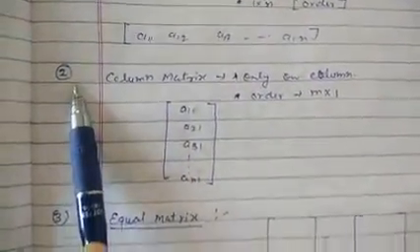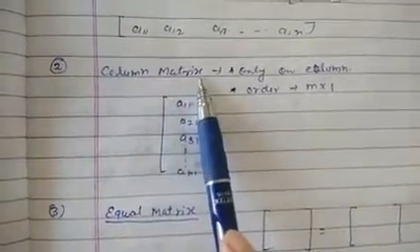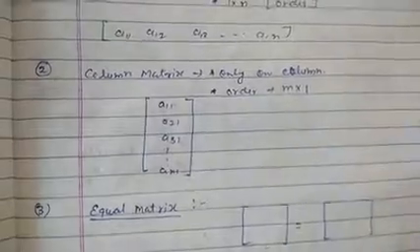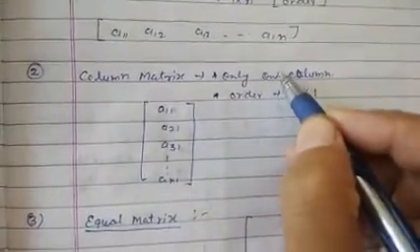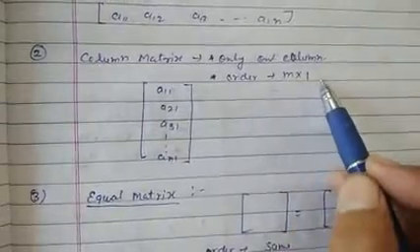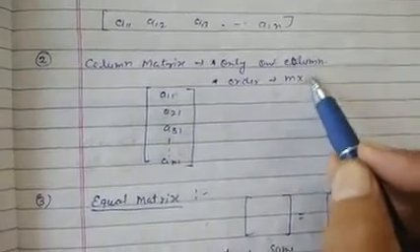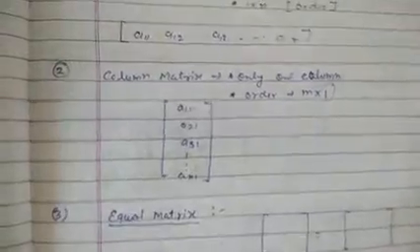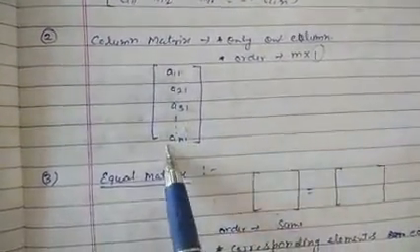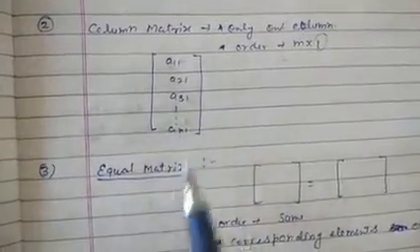The second one is the column matrix, which has only one column. The order is m into 1 because it has only one column. So see here, A11, A21, A31 and Am1.